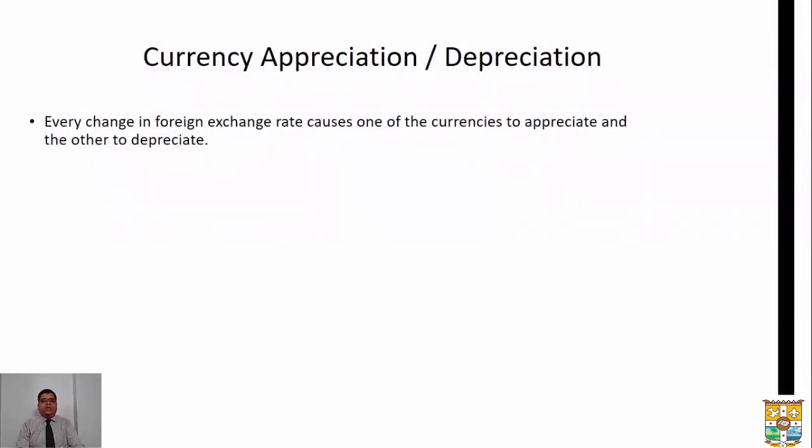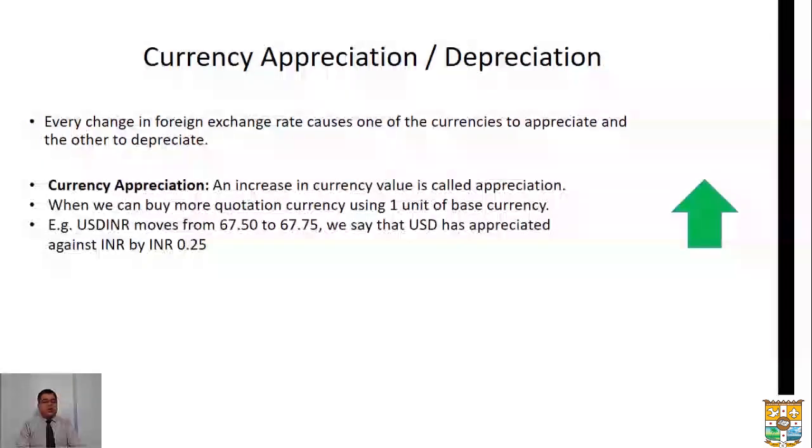Now let us look at what currency appreciation and depreciation means. Whenever the currency is traded either in the OTC market or in the exchange traded derivatives market, the currency rates fluctuate. And every fluctuation in the foreign exchange rate causes one currency to appreciate and the other one to depreciate. Let us understand currency appreciation first. So, when the value of a currency goes up, it is called currency appreciation.